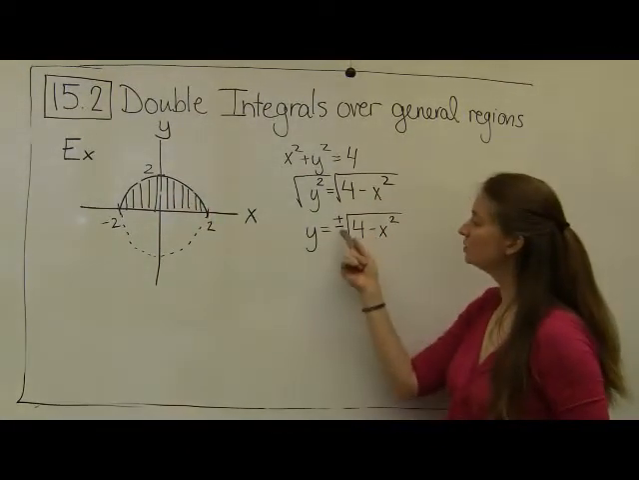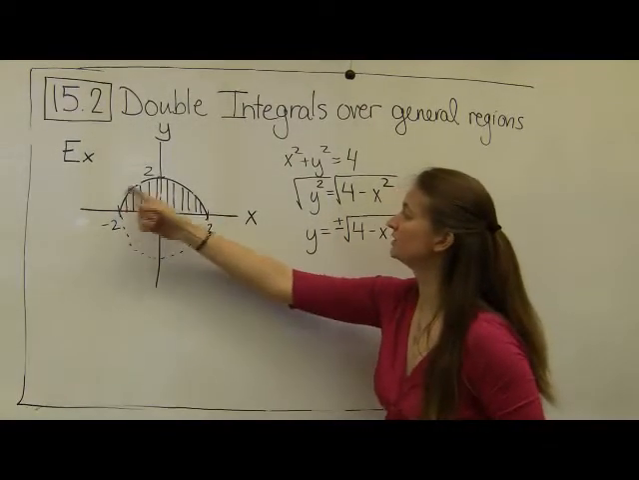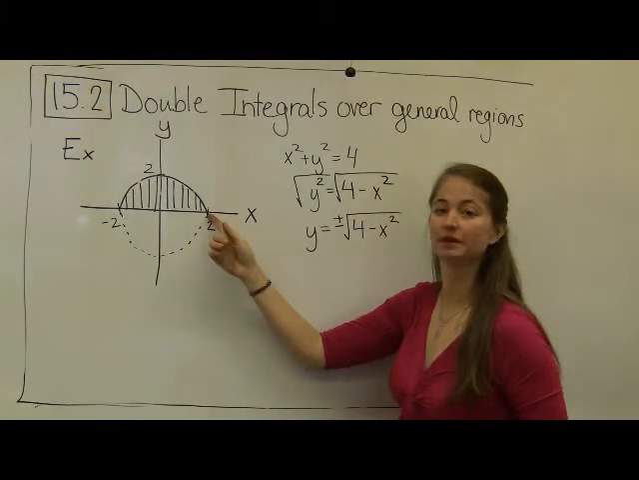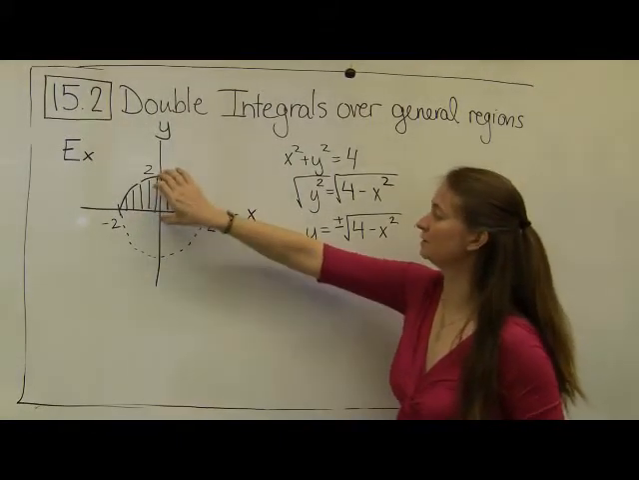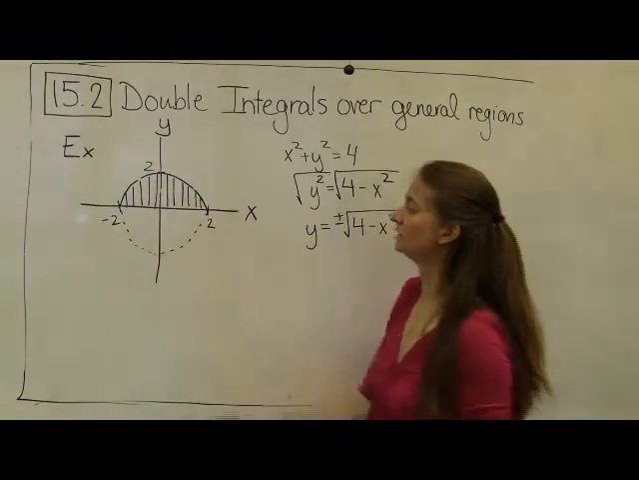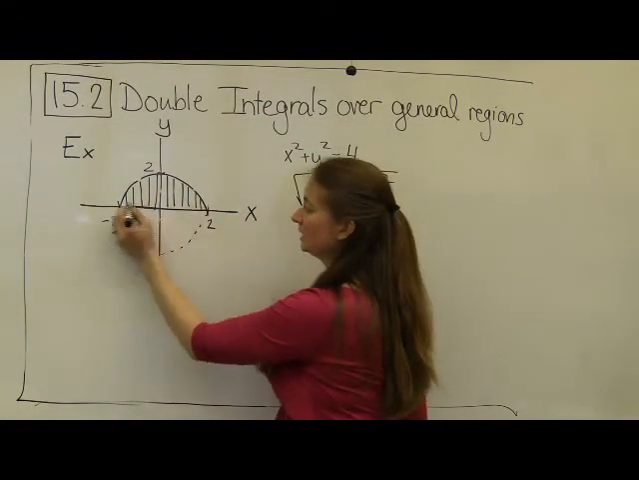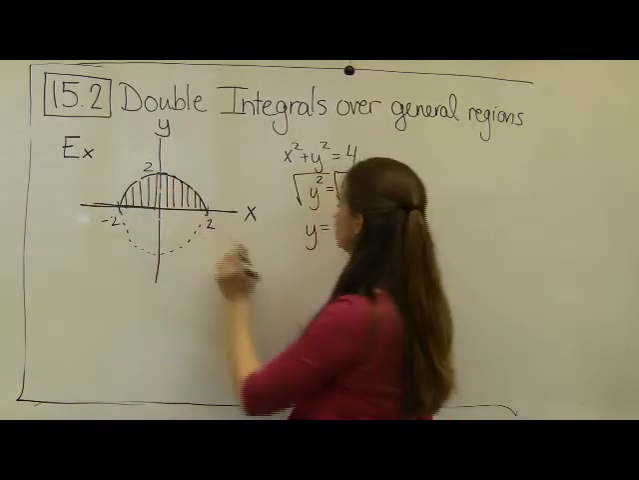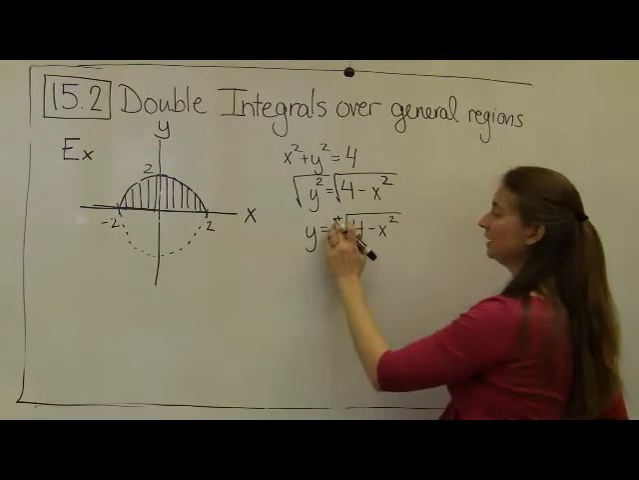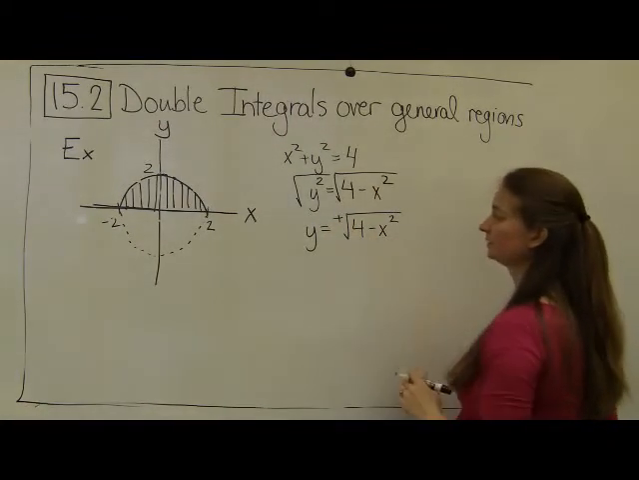But notice that I don't want the bottom part of the circle. I only want the top part of the circle. So what I'm thinking to myself is that my y values in this case are going to go from y equals 0 down along this flat line up to the top of the circle. And the top of the circle is given by the positive square root of 4 minus x squared.